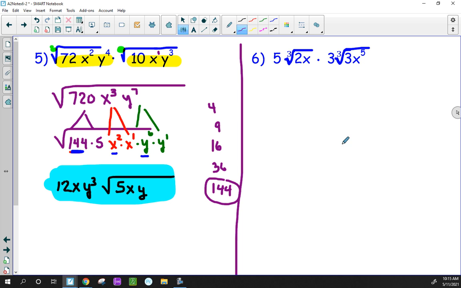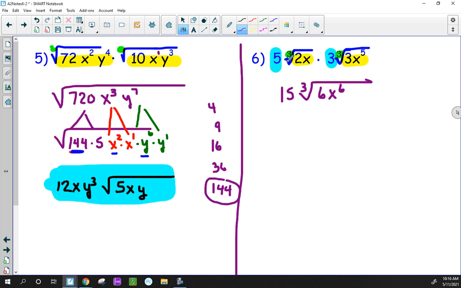Okay, question 6. 5 cube root of 2x times 3 cube root of 3x to the 5th. We check index numbers, we notice they are the same. We are supposed to multiply radicands together, and because there's numbers in front, we've got to multiply those together. So we say 5 times 3 is 15. We drop our little 3 down with our symbol. We multiply 2 times 3 to get 6. X times x to the 5th to get x to the 6th.